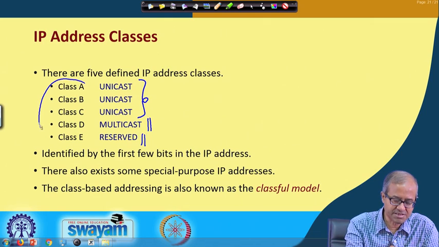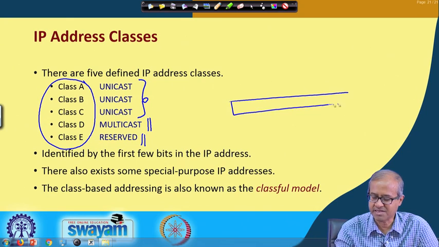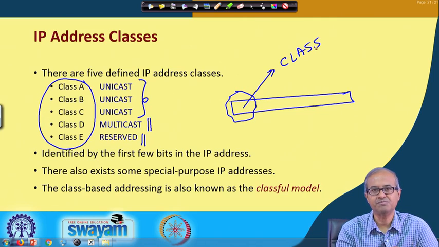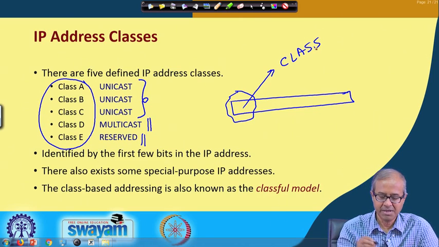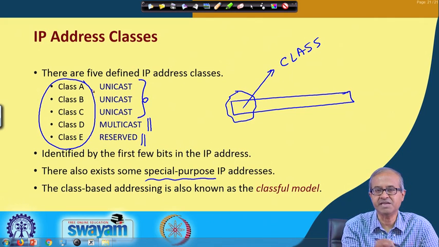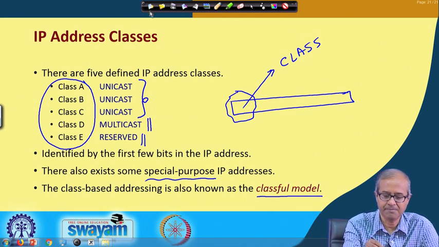Now, which class does a particular IP address belong to? Suppose I give you an IP address like this, a 32-bit IP address. Just by looking at the first few bits, you will be able to identify which class the address belongs to. Okay, we will see how. And we shall also see later that there are some special purpose IP addresses which have some special meaning. This kind of IP addressing where we define the classes is sometimes also referred to as the classful model of addressing.